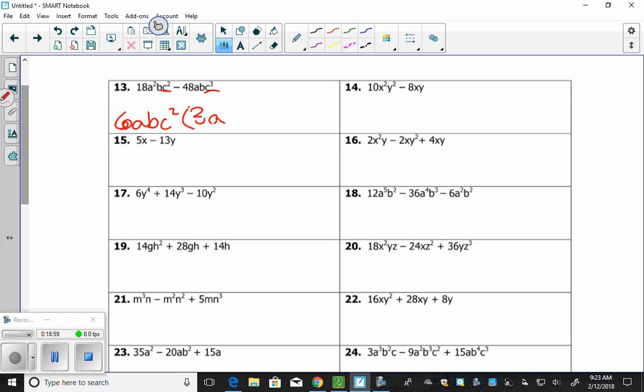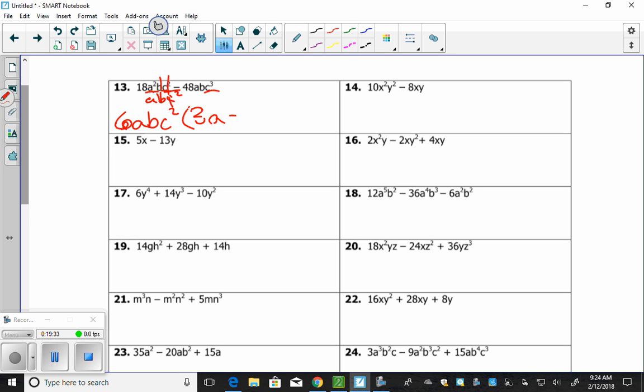What's C squared divided by C squared? 1. Do I have to write it? No. Negative 48 divided by 6 is negative, because I only have an A, B, C. The B's cancel out, and that should be a C squared. And the C's cancel out, but the A's don't. I had 1 left, so I have to write the 1.